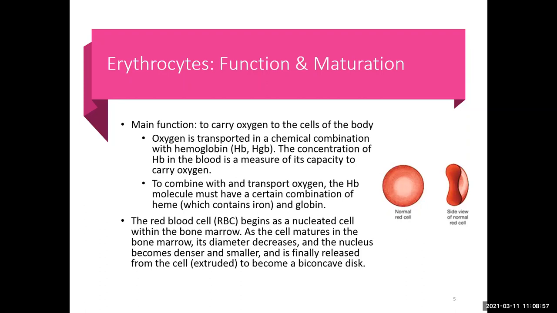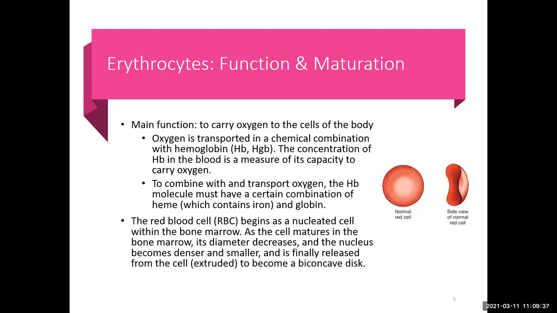So those red cells are transporting the oxygen in a chemical combination of hemoglobin, which can be abbreviated either of those two ways. And then that hemoglobin in the blood is measured for its capacity to carry oxygen. So that's what we're looking for when we're looking at the hemoglobin, is the capacity to carry oxygen. To combine with and transport oxygen, the hemoglobin molecule must have a certain combination of heme, which contains iron, and globulin.